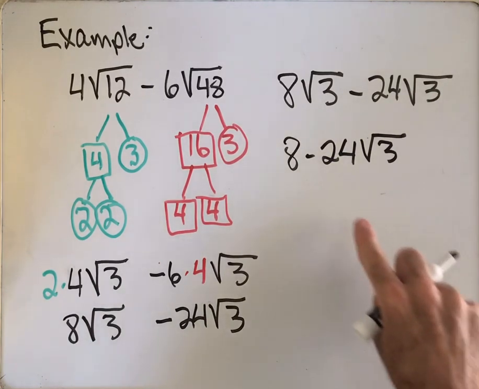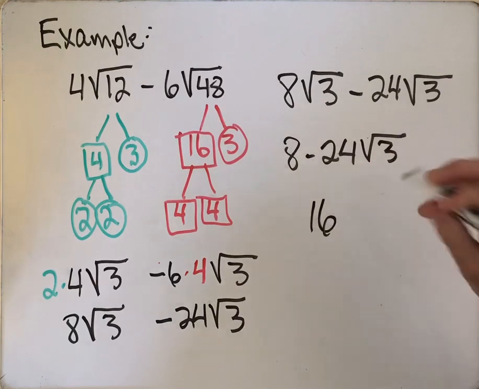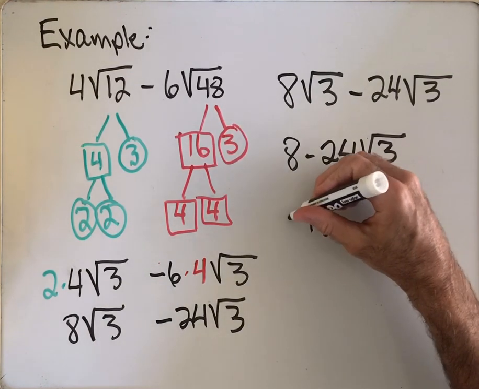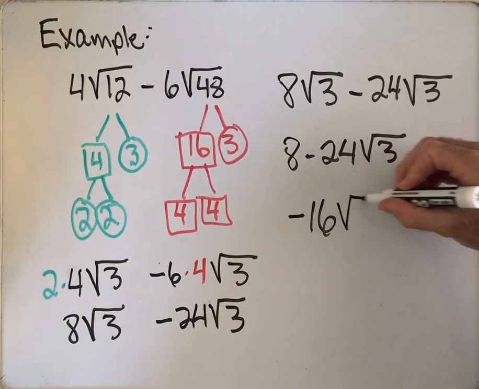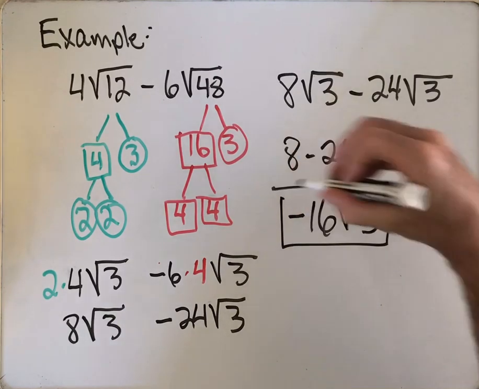Well, 8 minus 24, opposite signs, subtract. 24 minus 8 is 16. Negative, right? 24 is bigger than the 8, so that negative stays. Negative 16 root 3. And we are done.